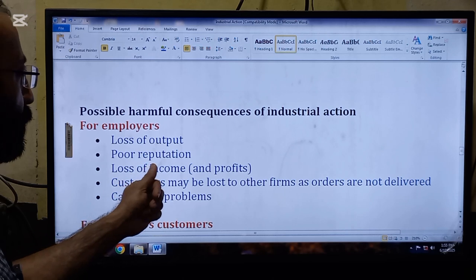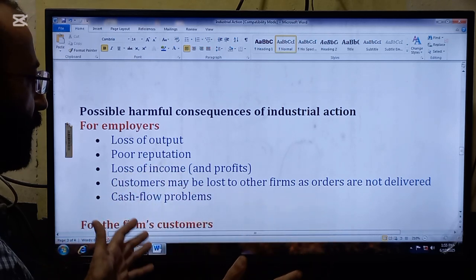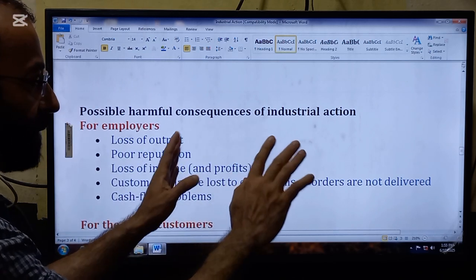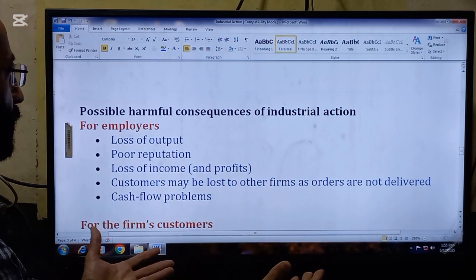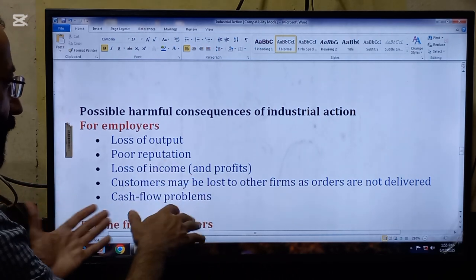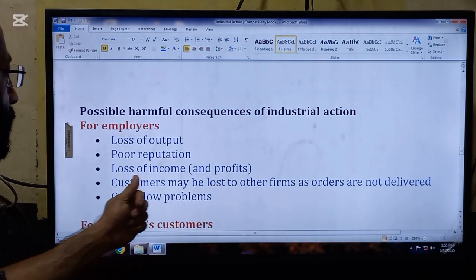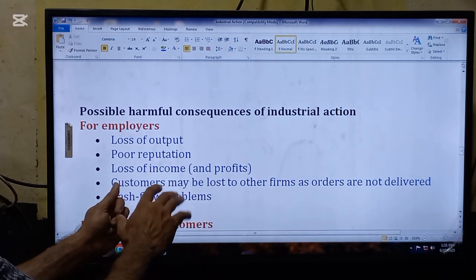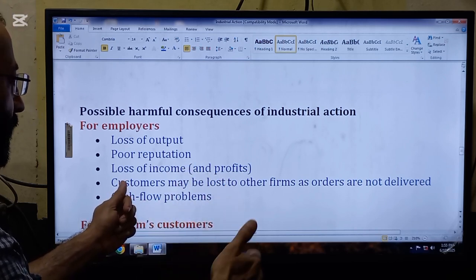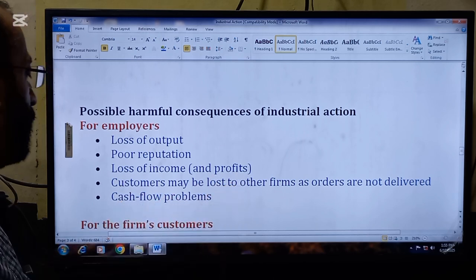Next is poor reputation. Definitely their reputation in the market will be spoiled, that of the particular factory whose workers are on industrial action. So there will be a poor reputation of the factory in the market. Next is loss of income and profits. When the workers are on industrial action, production will be low, and as a result income will be less and profits will be less.